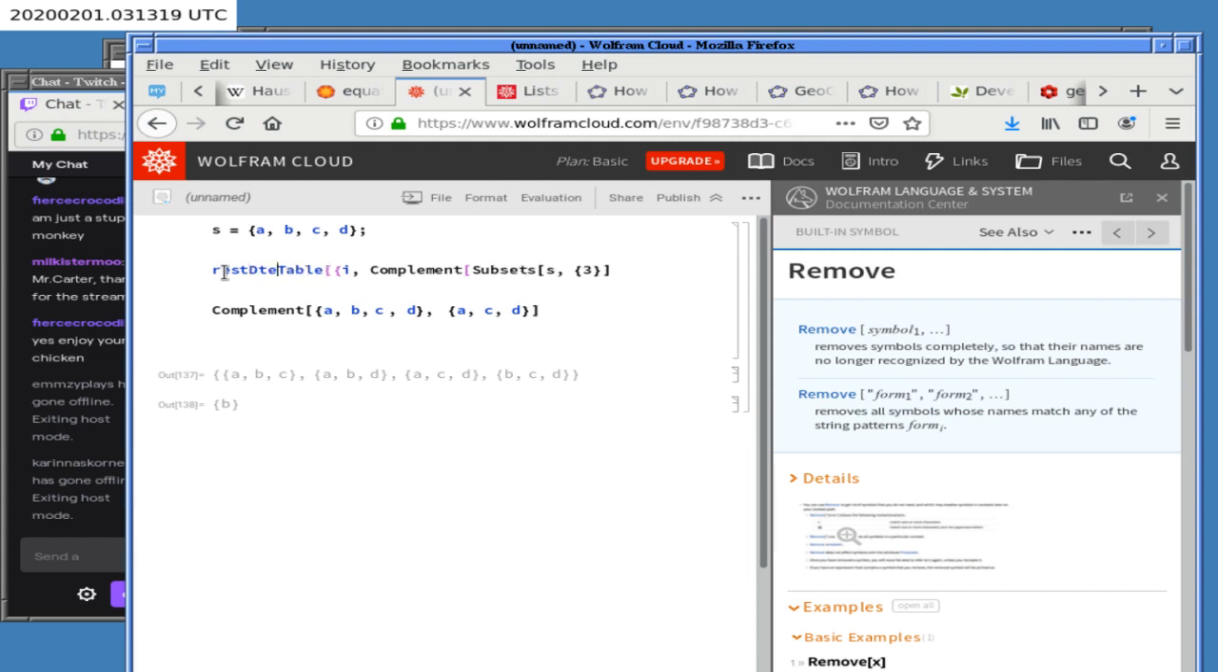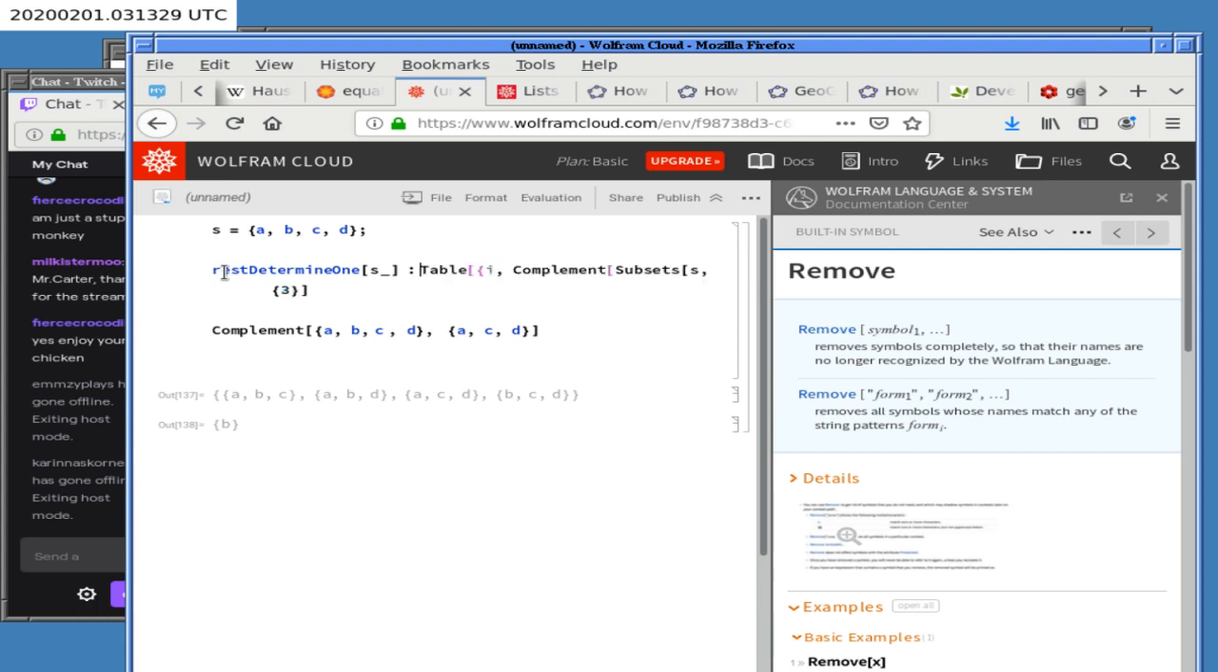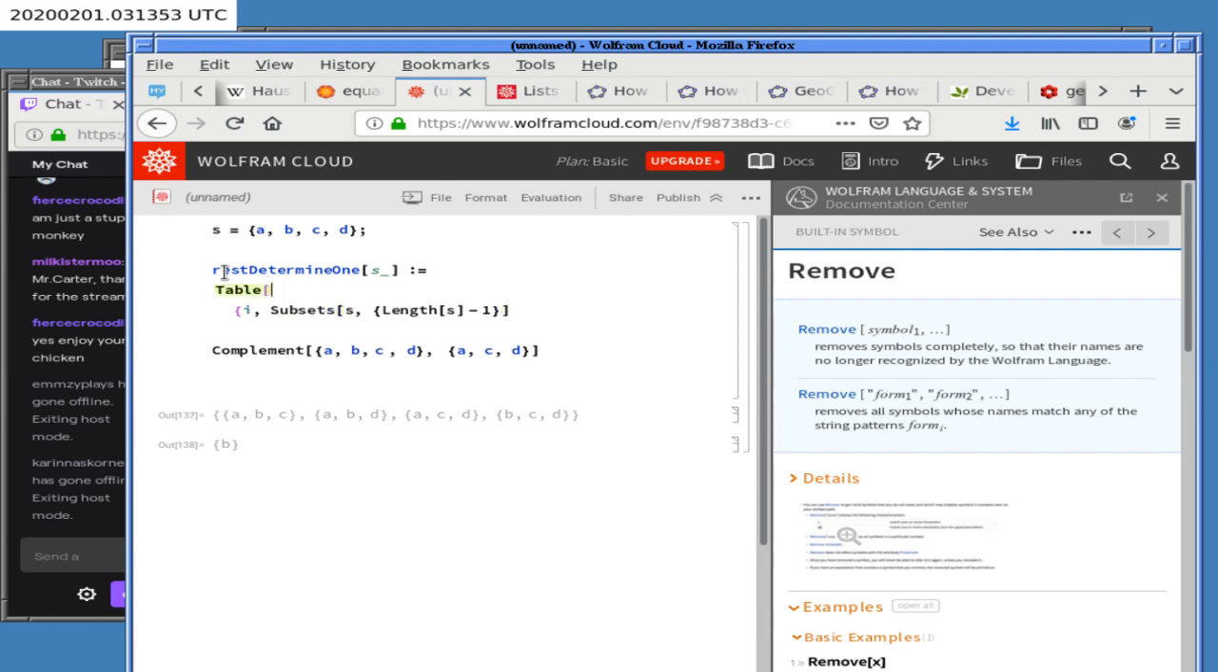I'm going to call this rest determine 1, and it's something you can apply to any set, and you do have to do it as a delayed, because Mathematica won't let you not do it that way. Okay, and then we'll say that basically, we're going to take I from the subsets of S of length S minus 1, so all the subsets that are 1 shorter. And what we're going to do is create the set I, complement S, I for that.